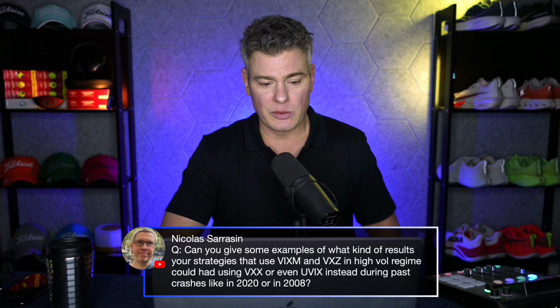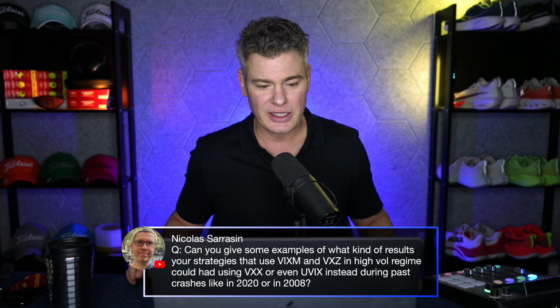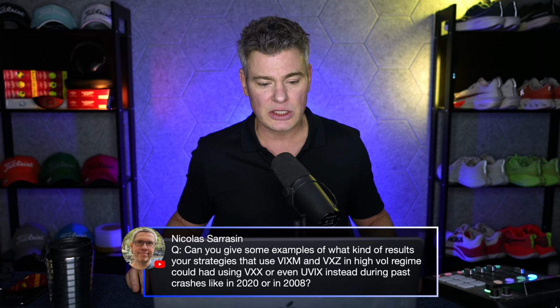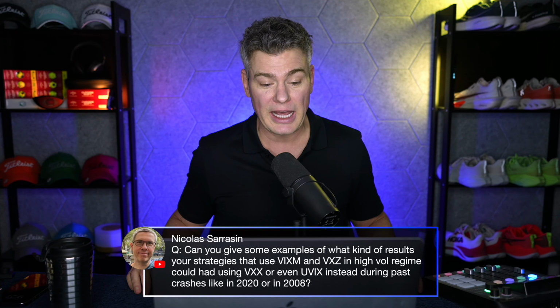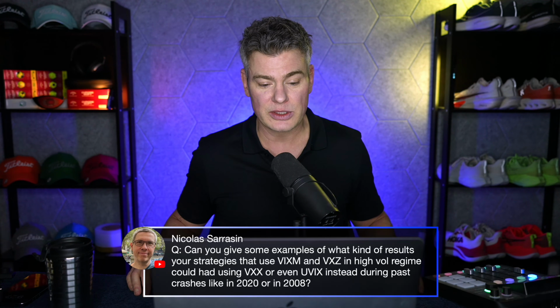All right, this is a good one. This sounds interesting. I always like to see the volatility ETF tickers in the question. Can you give some examples of what kind of results or strategies that use VIXM and VXZ in high vol regime could have had using VXX or even UVIX instead during past crashes like 2020 or 2008?